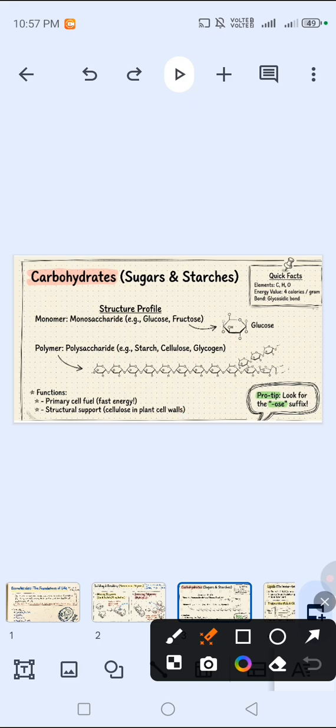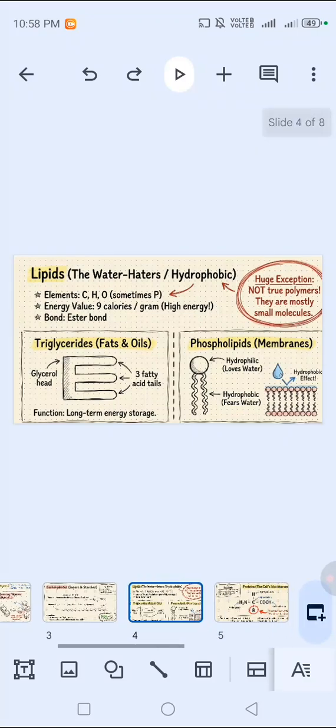And look at the chemical names. If you see names ending in -ose, like glucose and fructose, they are almost always sugars. So move to the next slide.